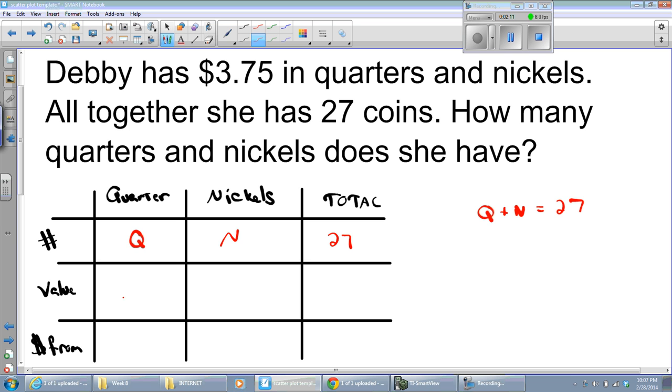The value of a quarter obviously is 0.25. Remember how I had like 25% in the chemistry problems and I had to use the decimal? Well, here I just use the decimal form of a quarter, 0.25. Decimal form of a nickel, 0.05. Now the total, I don't put anything there because I'm not going to multiply the 27 by anything.